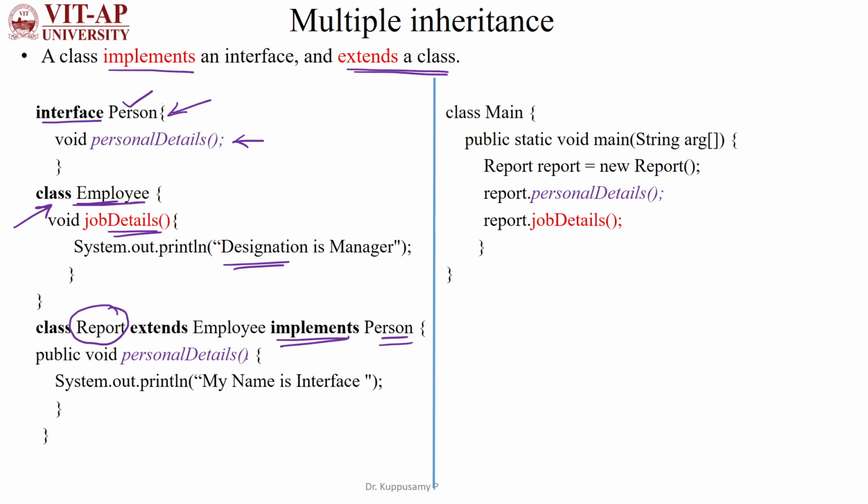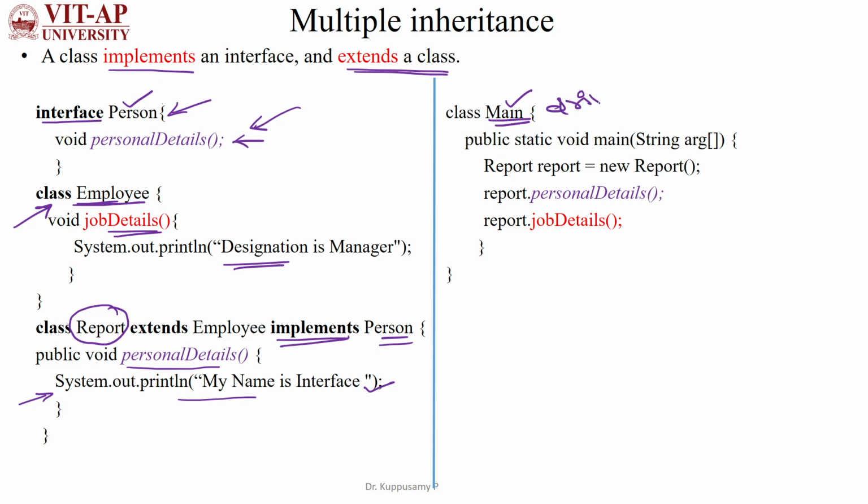Through this it is accessing the personal details. Here this is an abstract method. For that abstract method we are defining the implementation by creating some statements. Here the statement is "my name is interface". Then here we are defining the driver class.